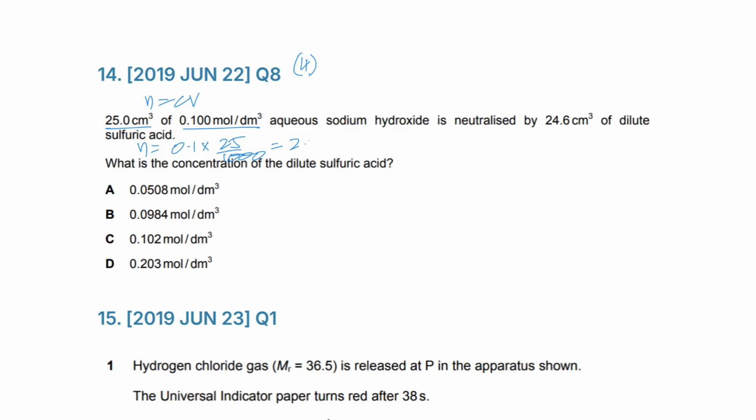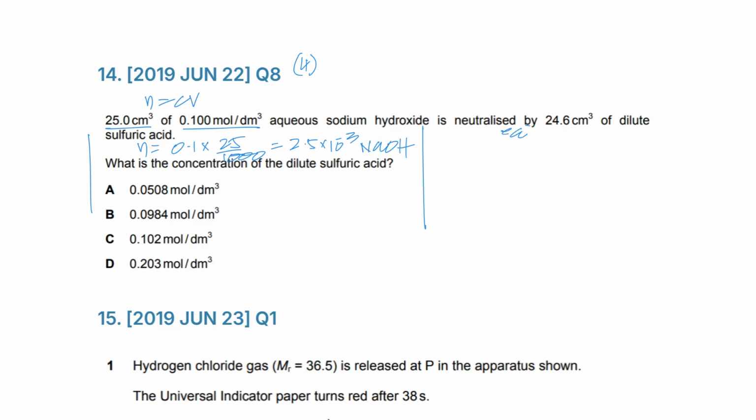That's 2.5 into 10 raised to the power minus 3. These are the moles of sodium hydroxide. But I don't need the moles of sodium hydroxide. What do I need? I need the moles of sulfuric acid in order to calculate the concentration. Because you have the volume, you need the moles. Now, how do you jump from the moles of sodium hydroxide to the moles of sulfuric acid?